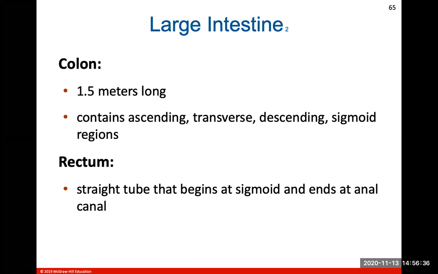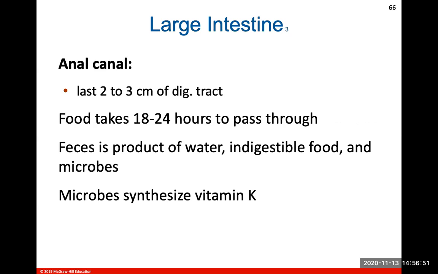The colon, also known as the large intestine, is about 1.5 meters long. It ascends, transverses across the abdomen, descends, and then has a curvy sigmoid region. And then the rectum is the straight tube that begins at the sigmoid region and ends at the anal canal, which is about 2 to 3 centimeters of your digestive tract.